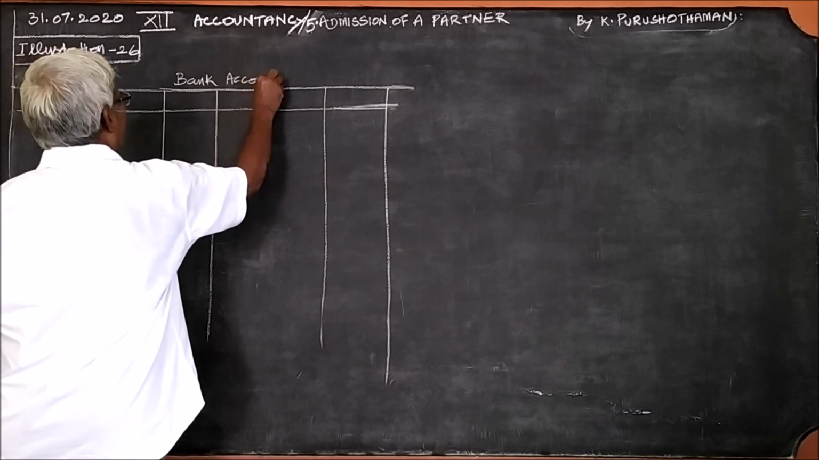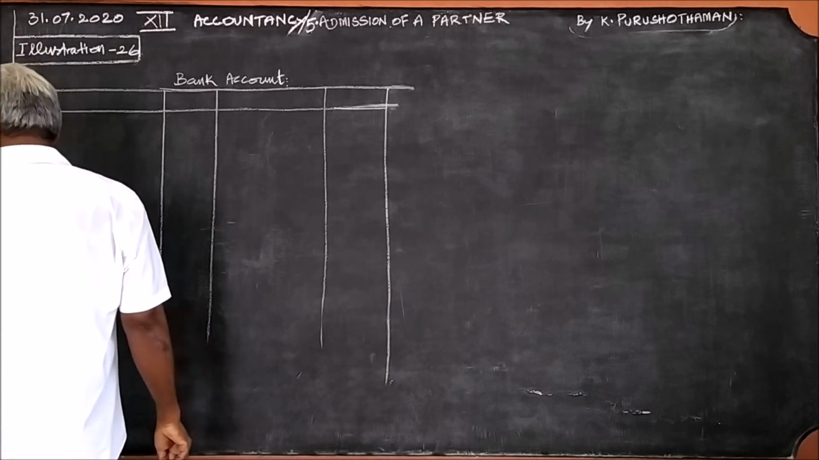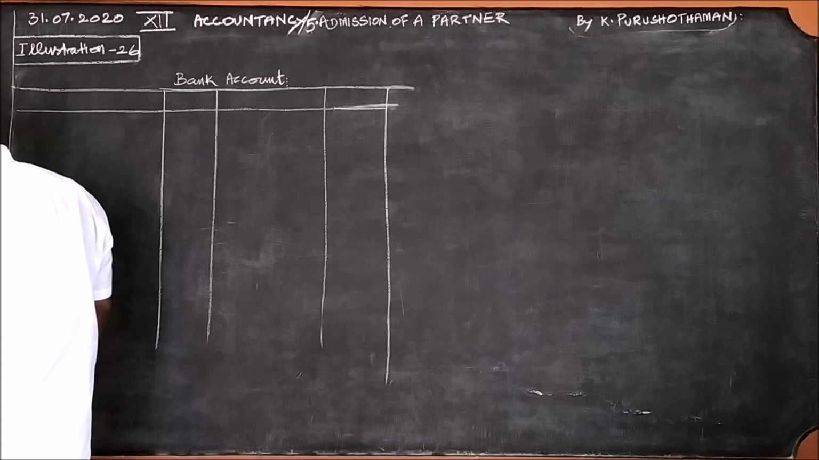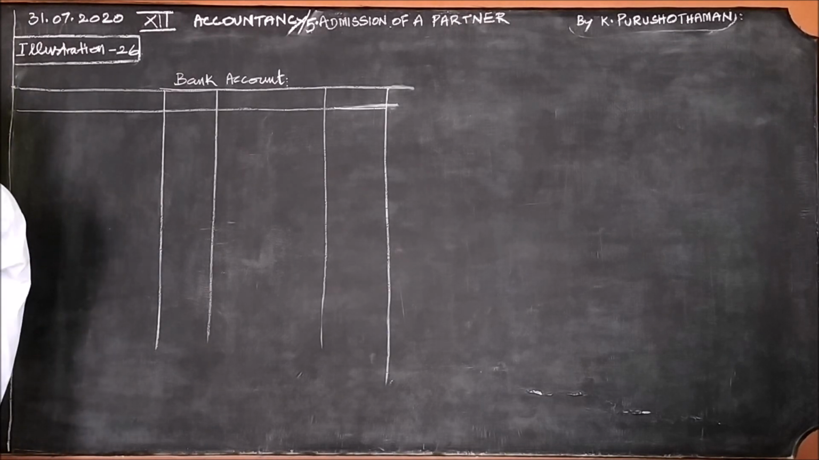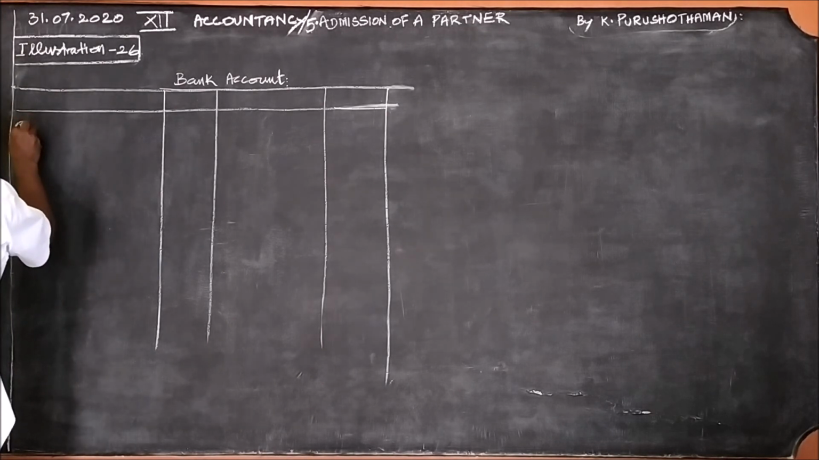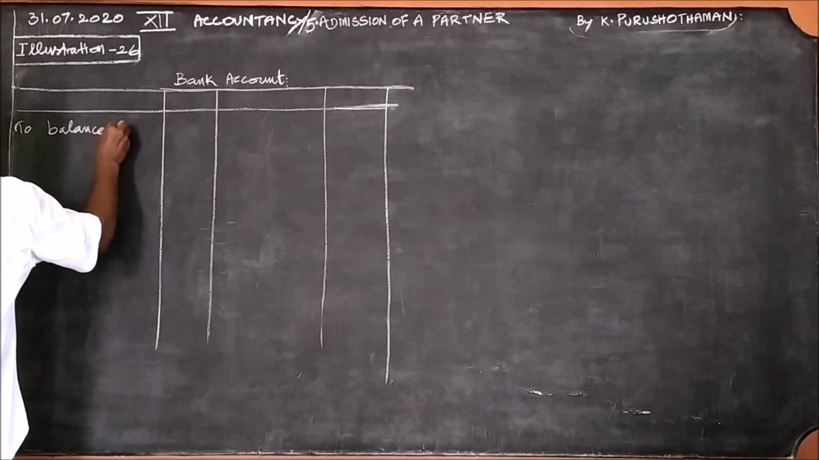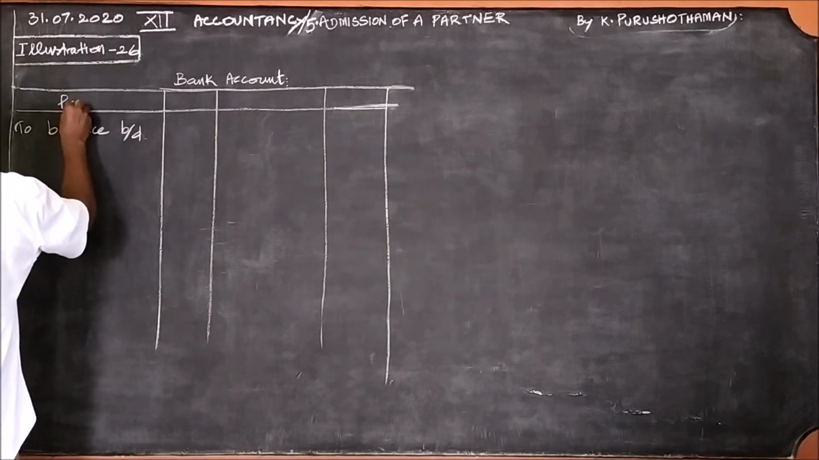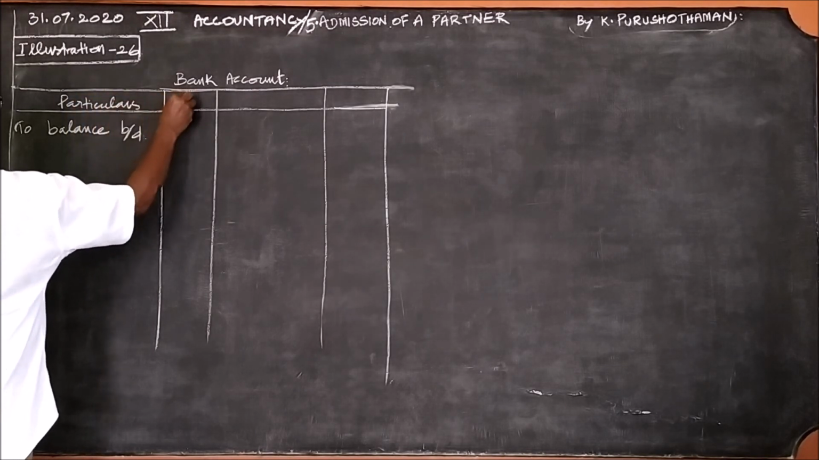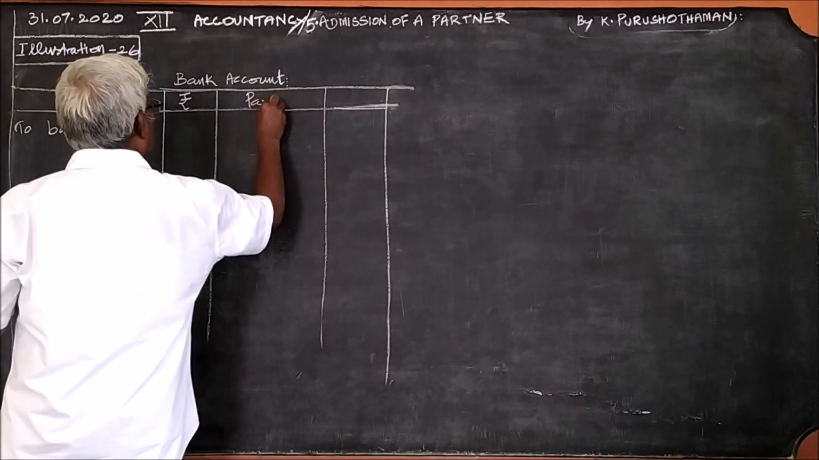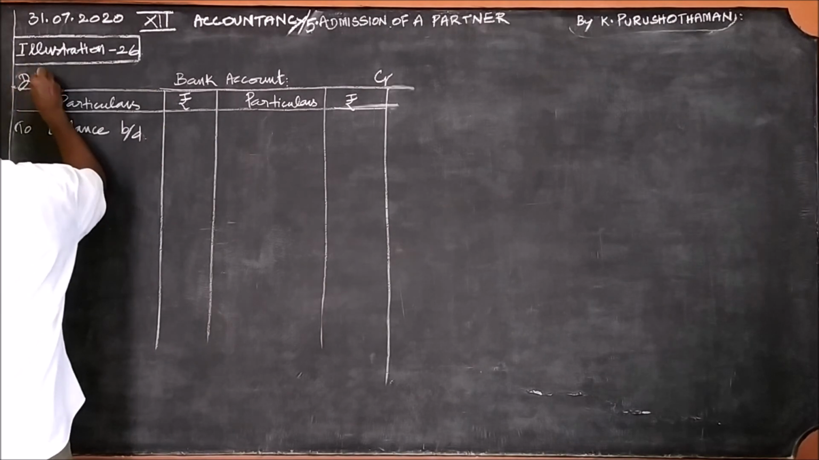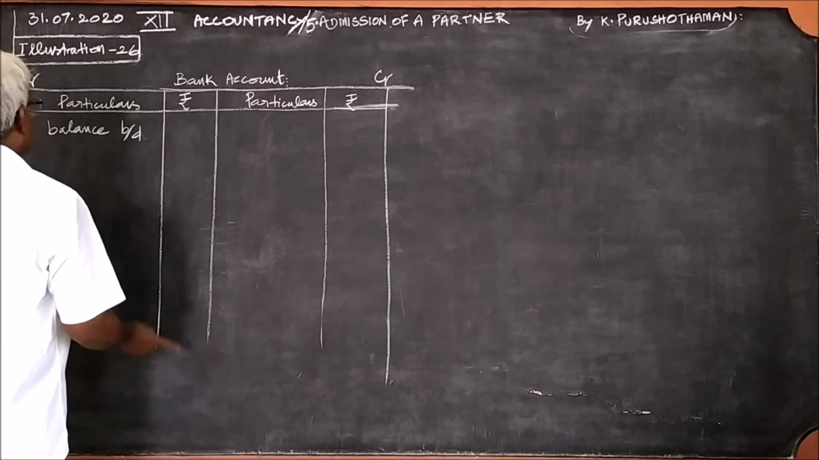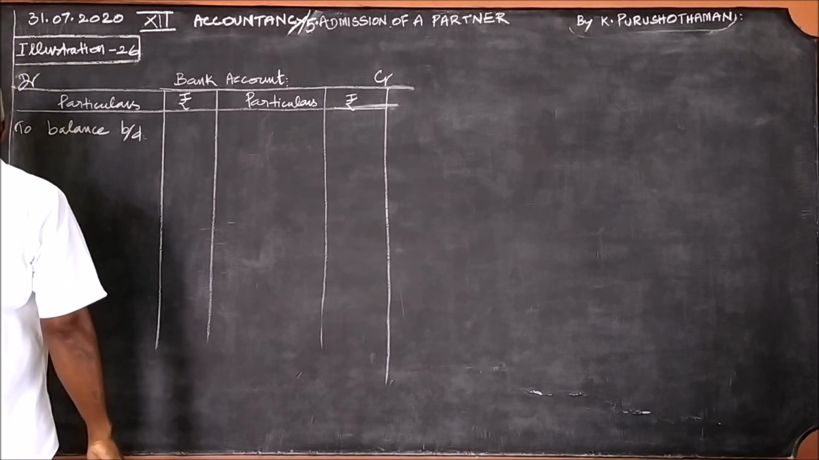Bank account. In this bank account, what is the balance brought down? We should find how much is brought down. Cash at the bank, in the balance sheet it is given. You can find in the balance sheet cash at the bank. Therefore, here you should write to balance brought down. This is also an account, therefore we should write bank account, this side debtor, that side creditor. To balance brought down, it is 20,000.